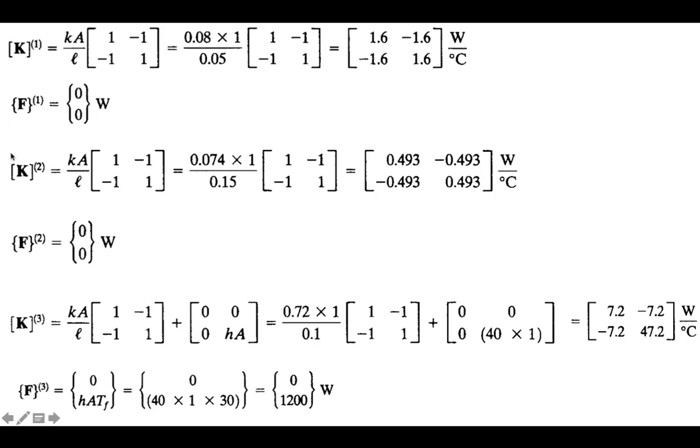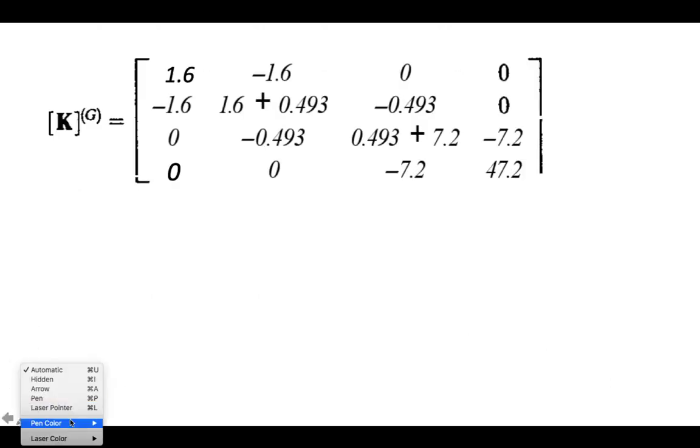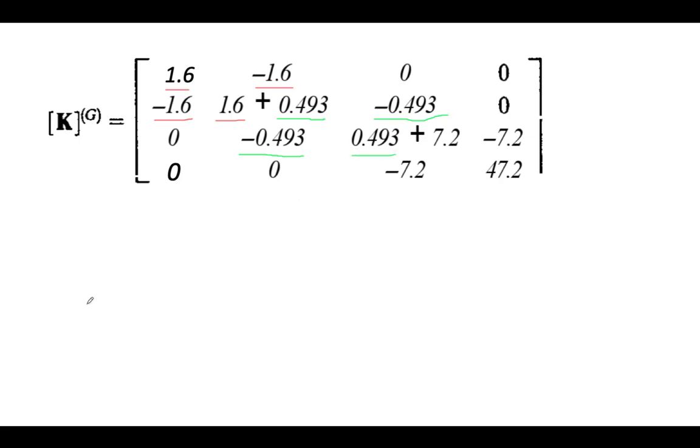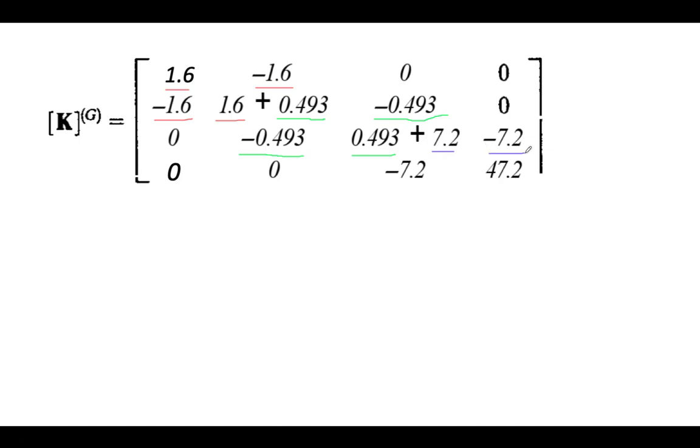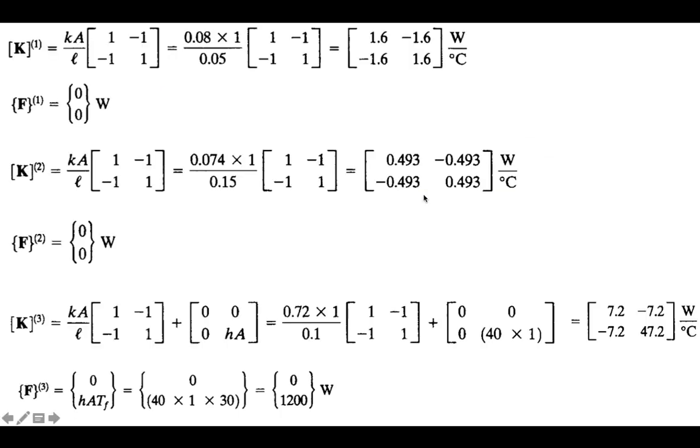Now we will combine K1, K2 and K3 to get a global stiffness matrix. From here we can see 1.6, minus 1.6, minus 1.6 and 1.6. This is your K1 value. Similarly, I'll make the color green: 0.493, minus 0.493, minus 0.493 and positive 0.493. This is for your element number 2. Now again I am changing the color. For element number 3, this is 7.2, minus 7.2, minus 7.2 and 47.2. This is coming from your third matrix, that is K3, K2 and K1.